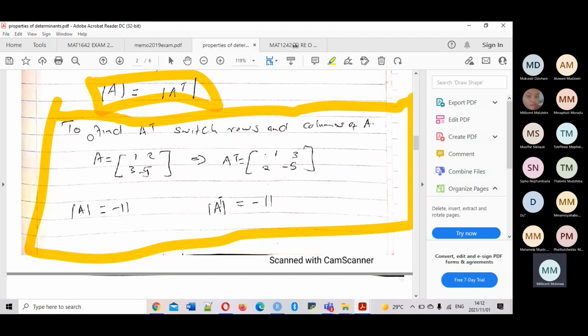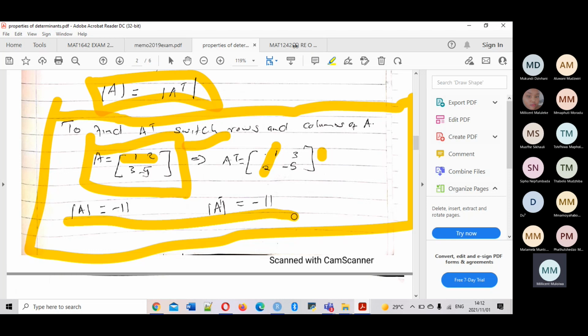Okay, let's say we have a matrix A, which is 1, 2, 3, and negative 5. To find the transpose of A, we swap the row and make it a column. That's where you get this. So the determinants of those two are equal. Here it is. If you find the determinant, you're going to get negative 11. Did you understand? Yes.